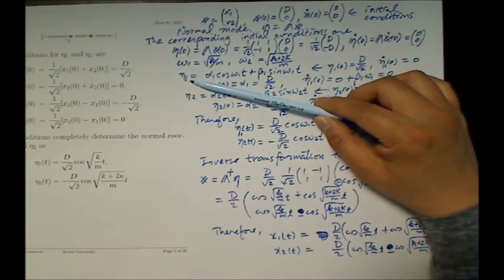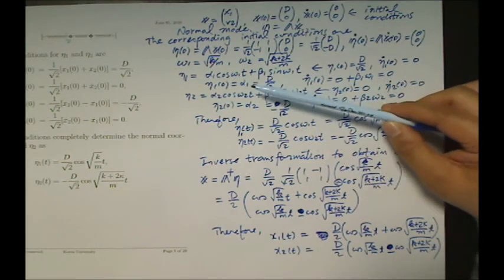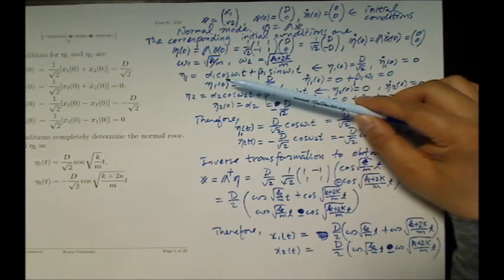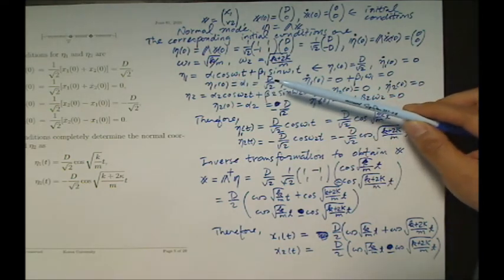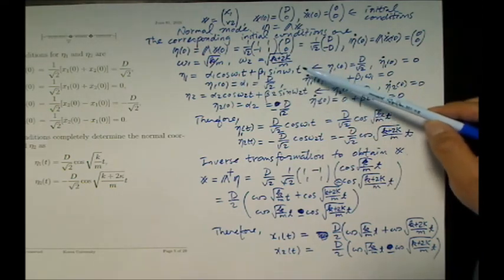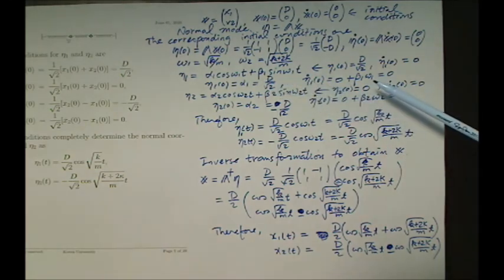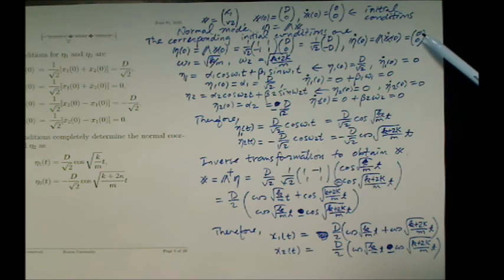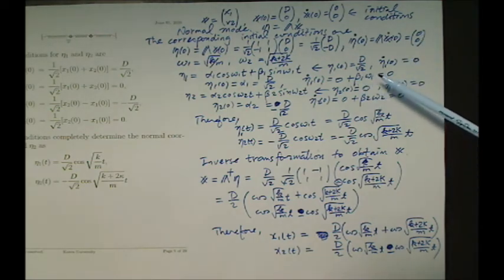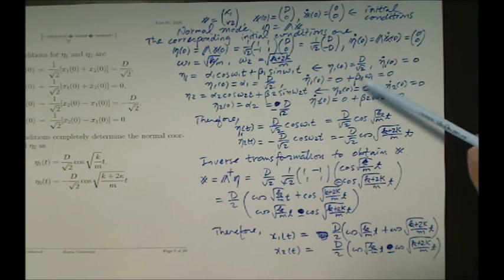What about eta 1 dot 0? If I take the derivative and substitute t equals 0, only this contribution survives. That is beta 1 omega 1. But the initial condition gives eta 1 dot 0 vanishing. Therefore, because omega 1 is non-zero, beta 1 must be 0.